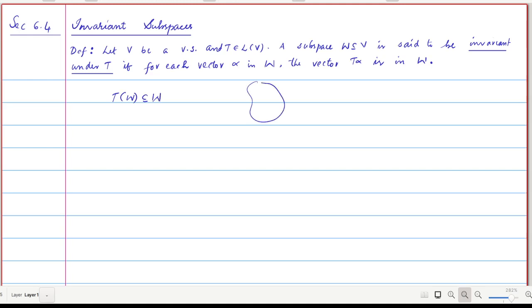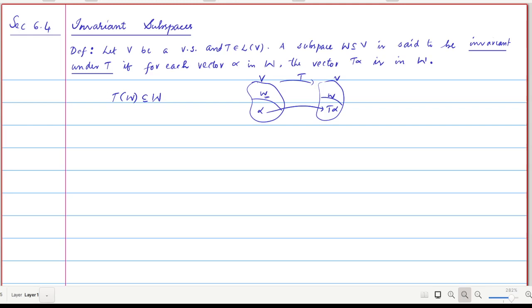If you have a vector space V, and we take a subspace W, then for any alpha, if you consider the linear transformation T, this W is said to be invariant under T if for each alpha, we have T alpha in W itself. So this is the idea of invariant subspaces. There are a number of examples given in your textbook.